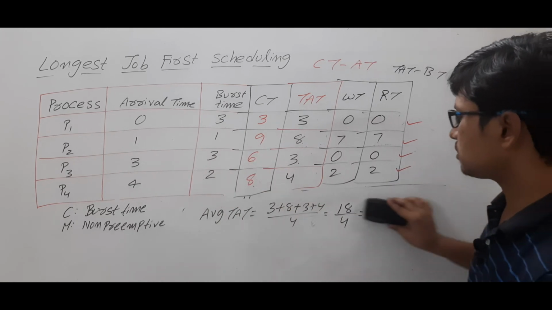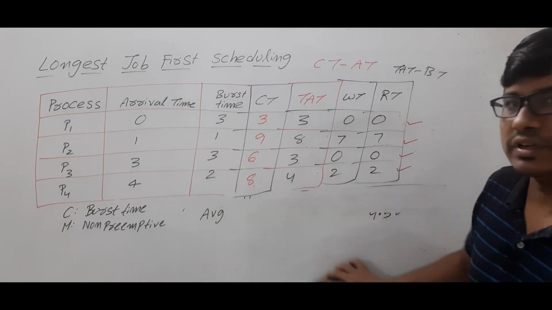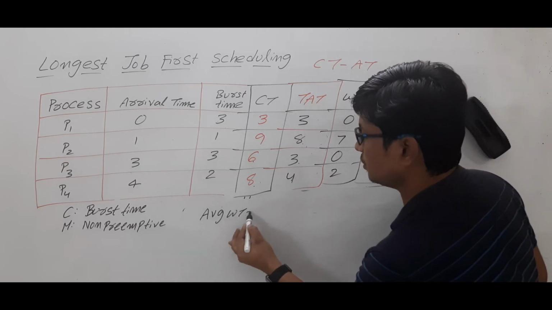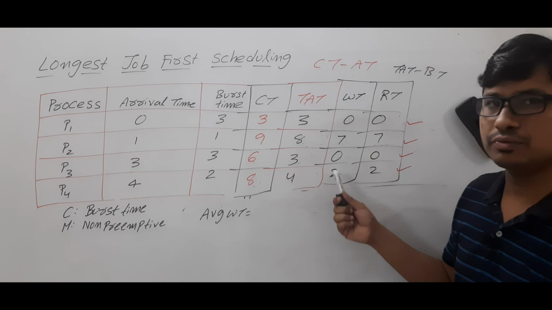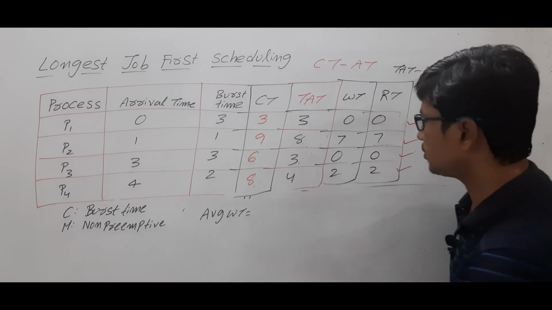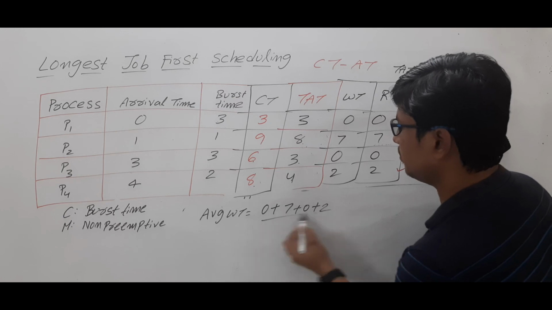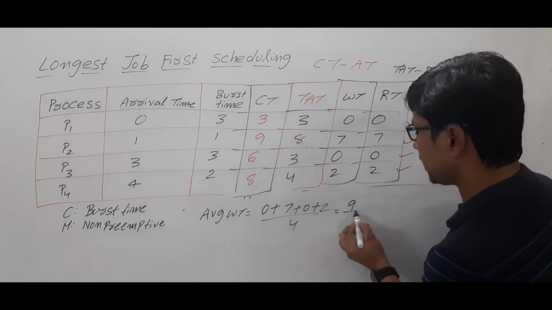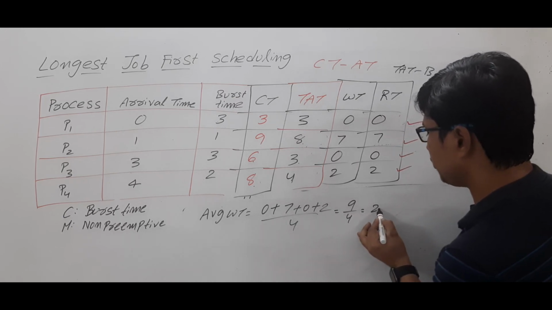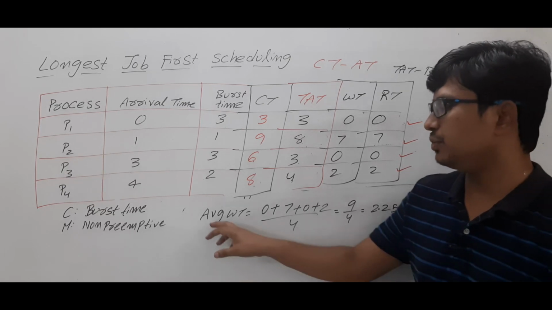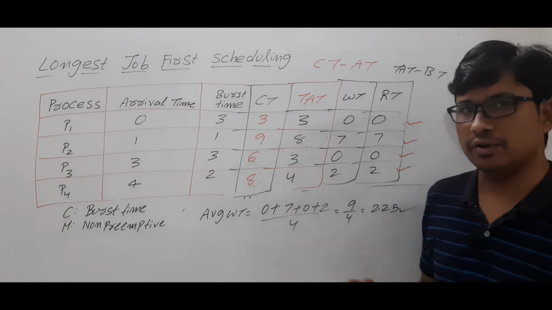Similarly, we will discuss how we can compute the average waiting time. The average waiting time is equal to the sum of all the process waiting times divided by the number of processes, which is 0 plus 7 plus 0 plus 2 by 4, which is equal to 9 by 4, which is 2.25. I hope you have understood how I computed the average turnaround time and average waiting time.